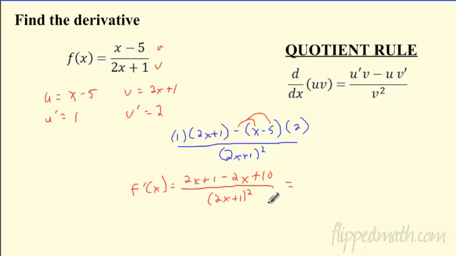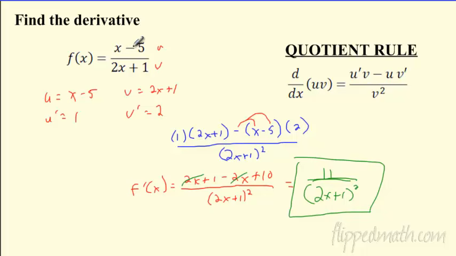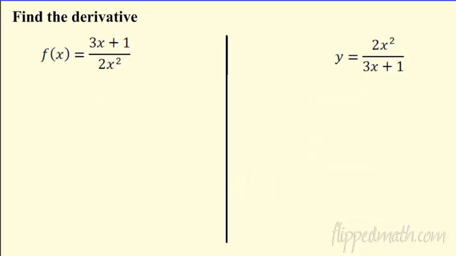The bottom, I'm not going to FOIL that out or expand that out, but on top, sometimes some nice things happen. What happens here? The 2x's actually cancel, so this is kind of cool. I'm left with 11 over 2x plus 1 quantity squared. Boom, there it is. So if you see a quotient, chances are you're going to use quotient rule. Boom, nailed it.